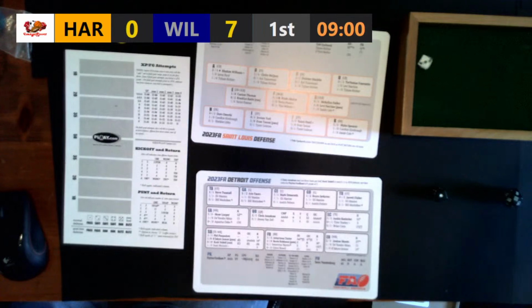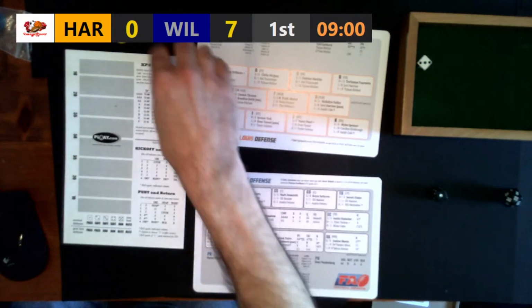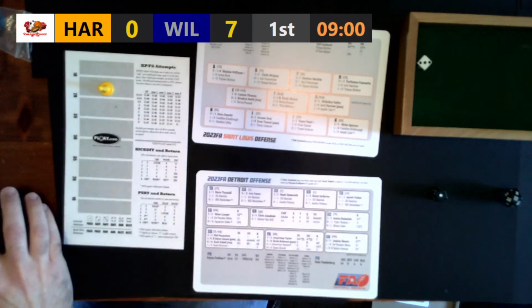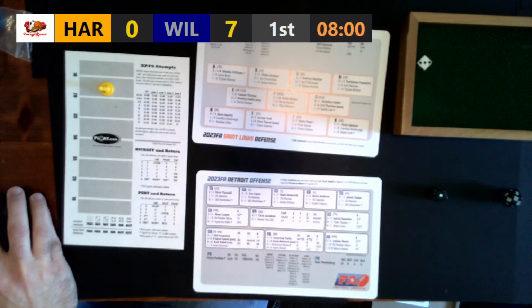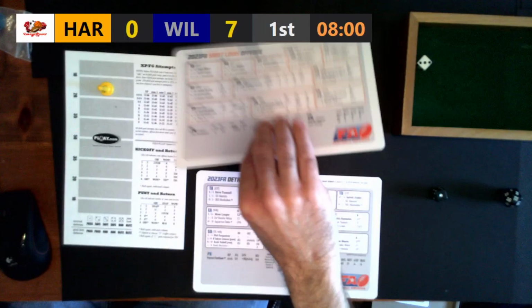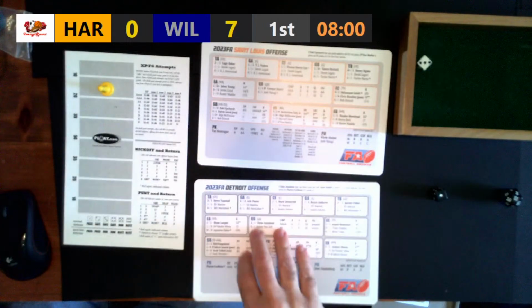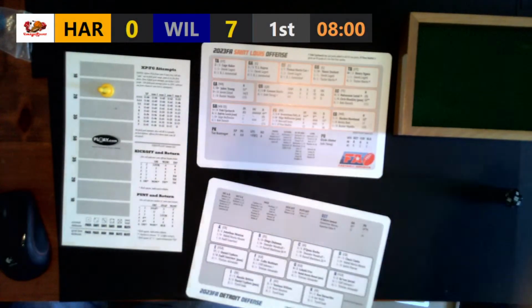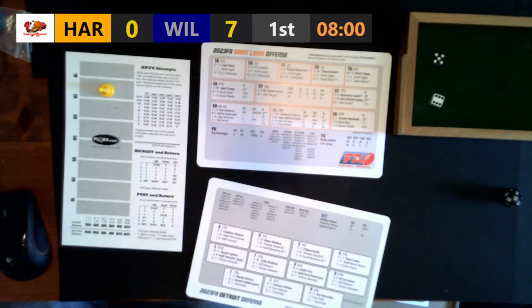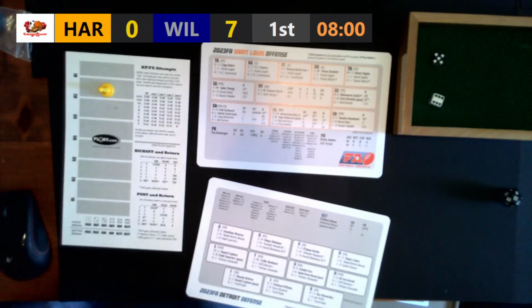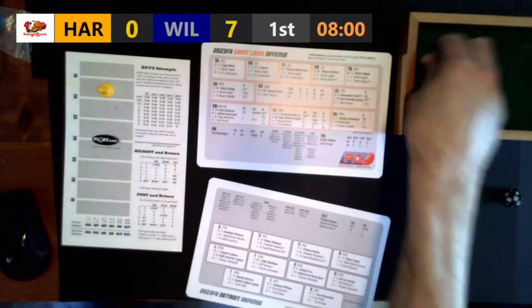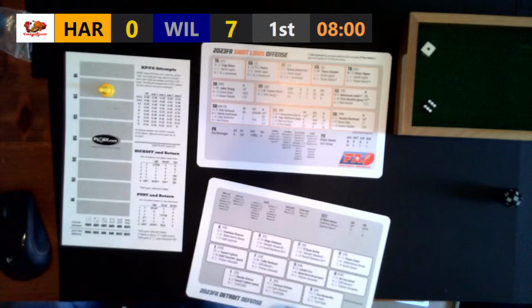So here's the kickoff for Harrisburg. They're just going to take it out into zone 2 to start things off here. Play call this time is going to be a pass, and it's going to be going up against a blitz. And it is a 61.